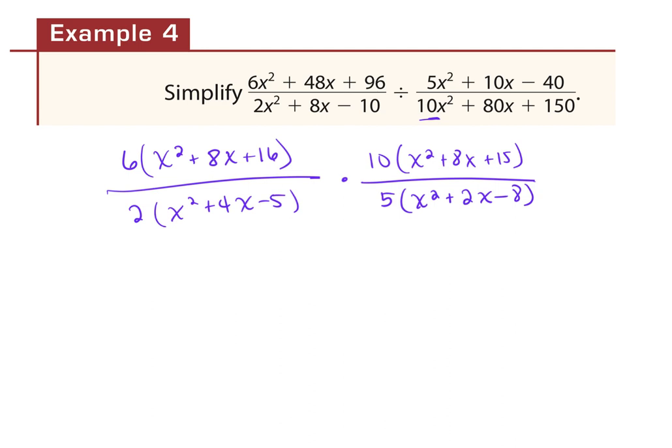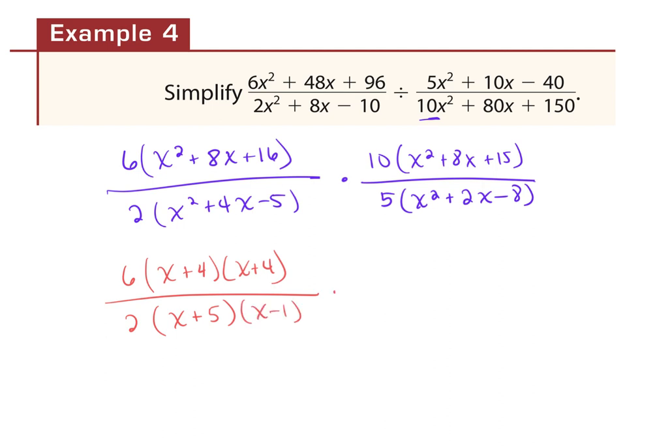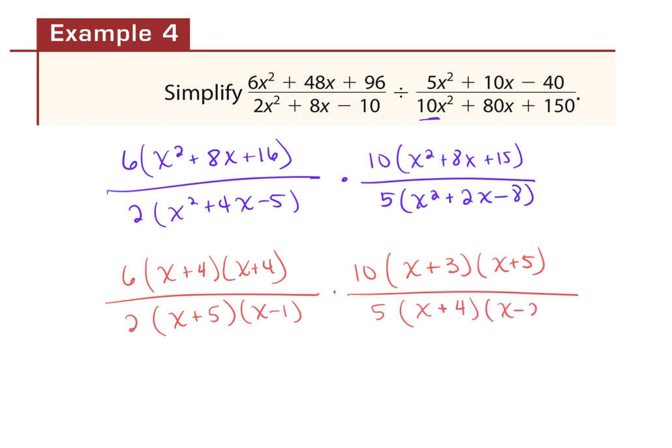Factors of 16 that add up to 8, what are those? Something like that, maybe. All right, factors of 5 that subtract to give me 4. Positive 5, negative 1. Yep. What about this one? Factors of 15 that add up to 8. 5 and 3. Yep. And then what about the last one? Factors of 8 that subtract to give me 2. 4 and 2, yeah. All right.